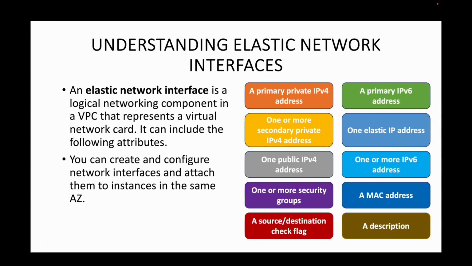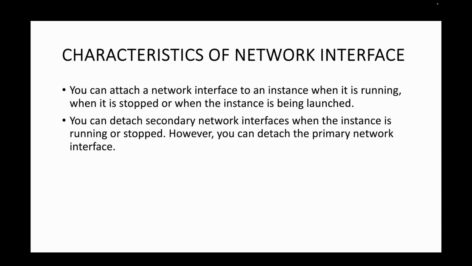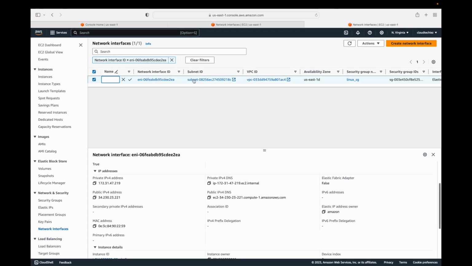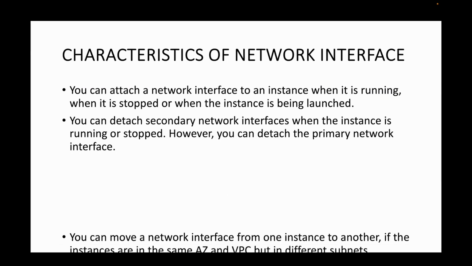Now, some of the characteristics of your network interface. You can attach a network interface to an instance when it is running, when it is stopped, or when the instance is being launched. So, you can attach it whenever you want. You can detach secondary network interfaces when the instance is running or stopped. However, you cannot detach the primary network interface. Whatever network interface you see here, that's your primary network interface. So we can never detach a primary network interface. However, if you have a secondary network interface, you can always detach it and attach it to another instance.